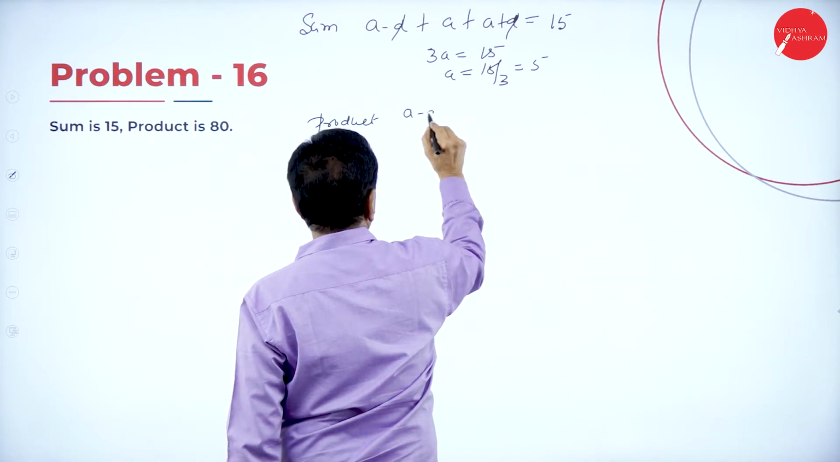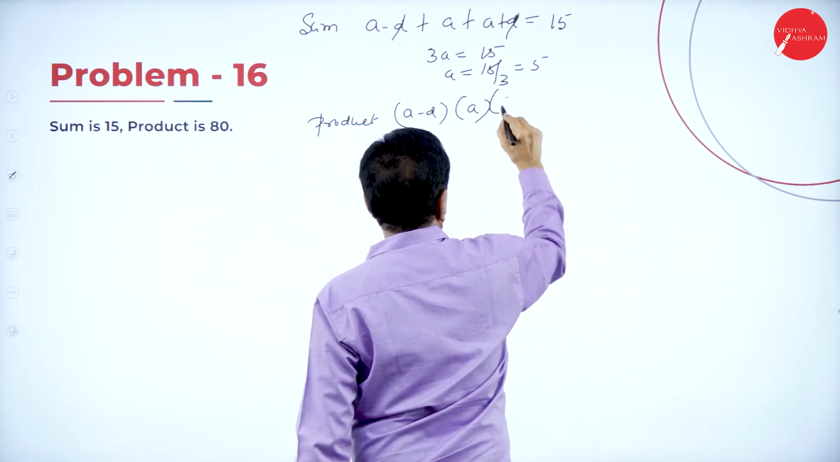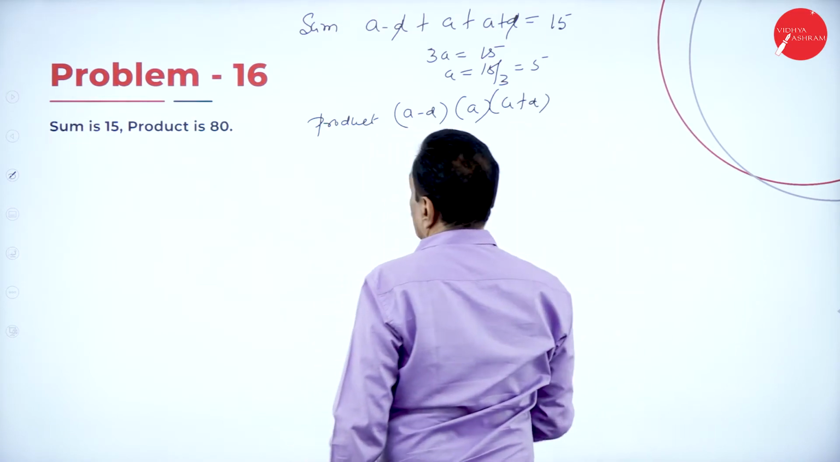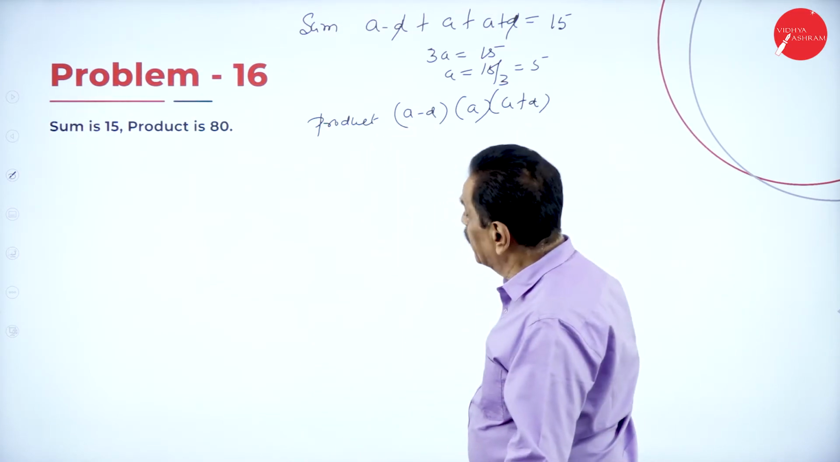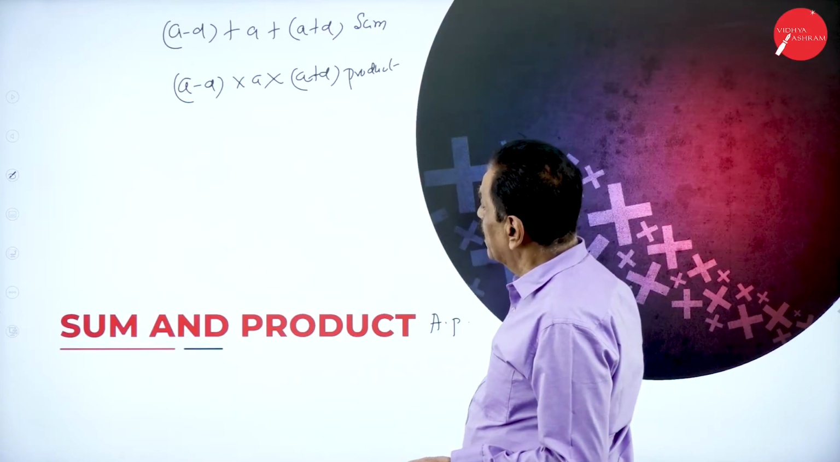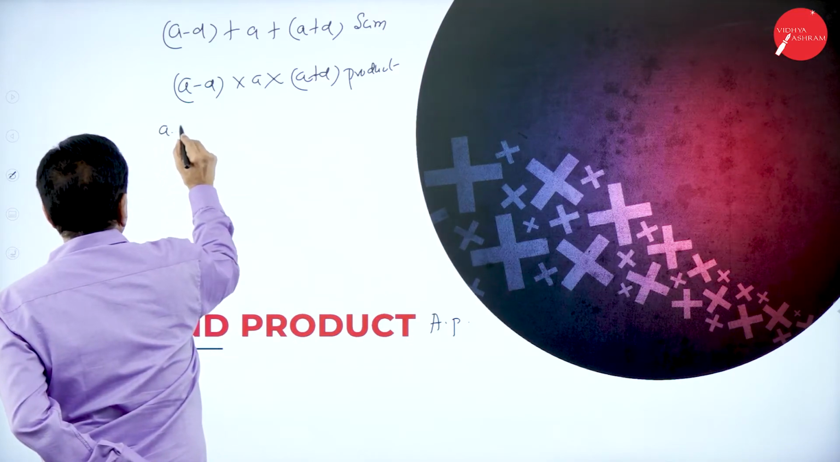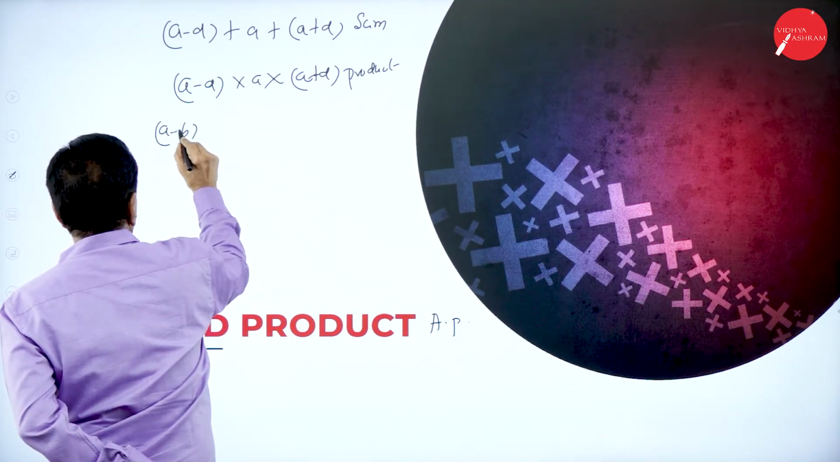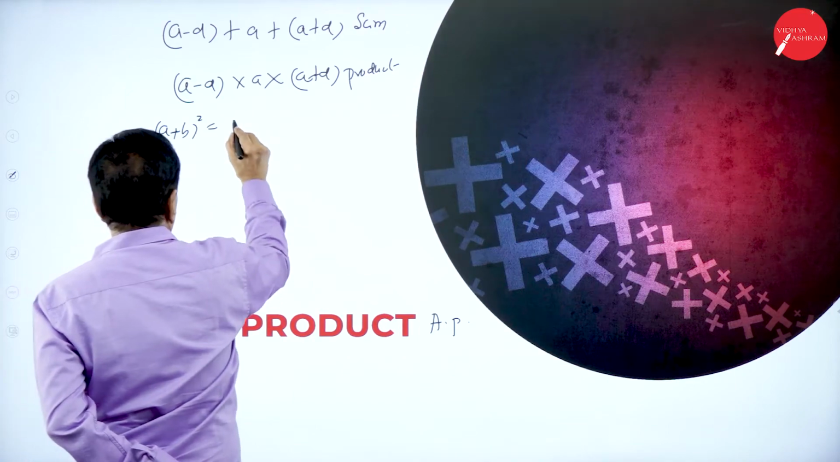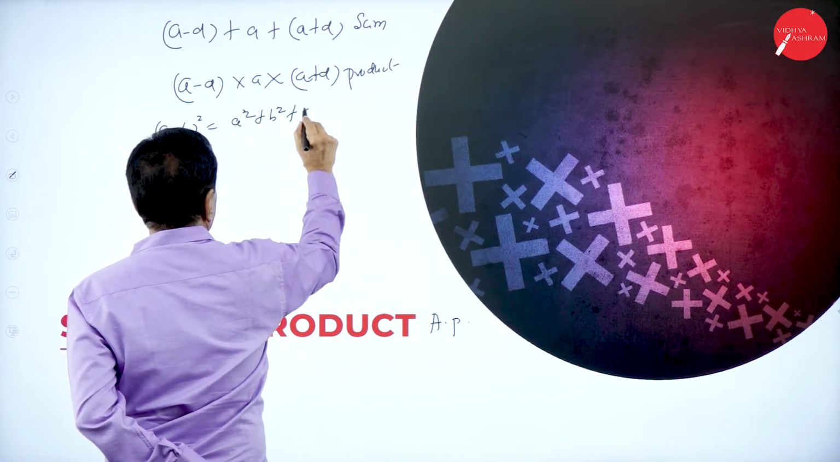A minus D into A plus D. So you must remember one point here. There are formulas you have got. I will tell you the formulas. A plus B whole square is equal to A square plus B square plus 2AB.